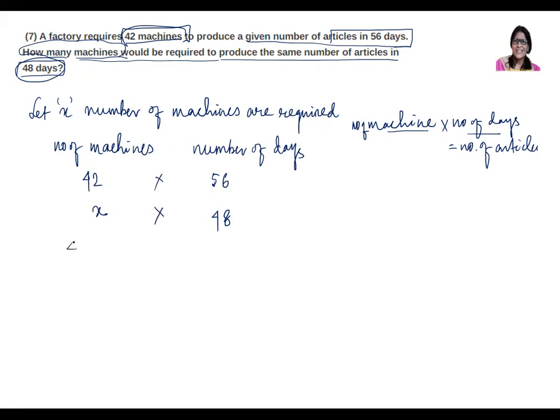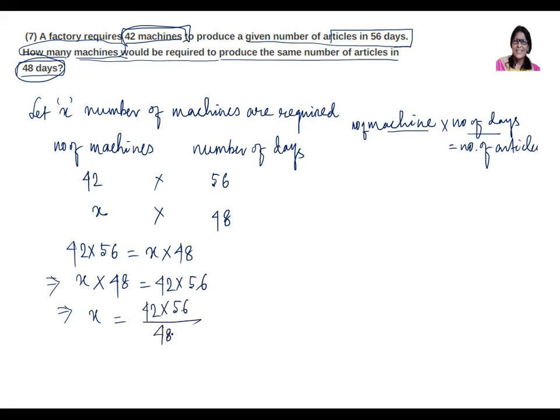Multiply. So 42 multiplies 56 is equal to x multiply 48, or x is equal to 42 multiplies 56 upon 48. Cancel it. 48, you can cancel 6 8 times, 8 7 times, 56 gives you 49. So what is the answer? 49 machines are required to finish in 48 days.